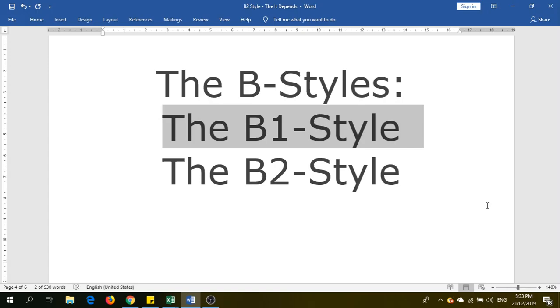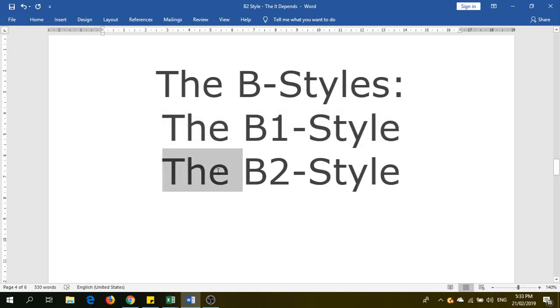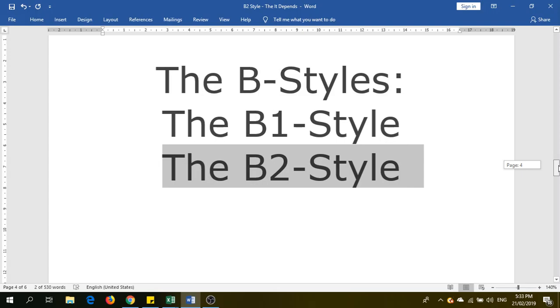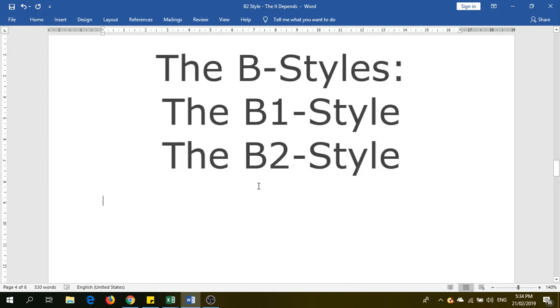And now, as we went further, we went into the B2 style, wherein this time the writer has quadrupled one's chances of passing the IELTS exam because the writer now has a fourth problem solving option, which is what we call the B2 style. And so in a nutshell, the B2 style is what we call the it depends.